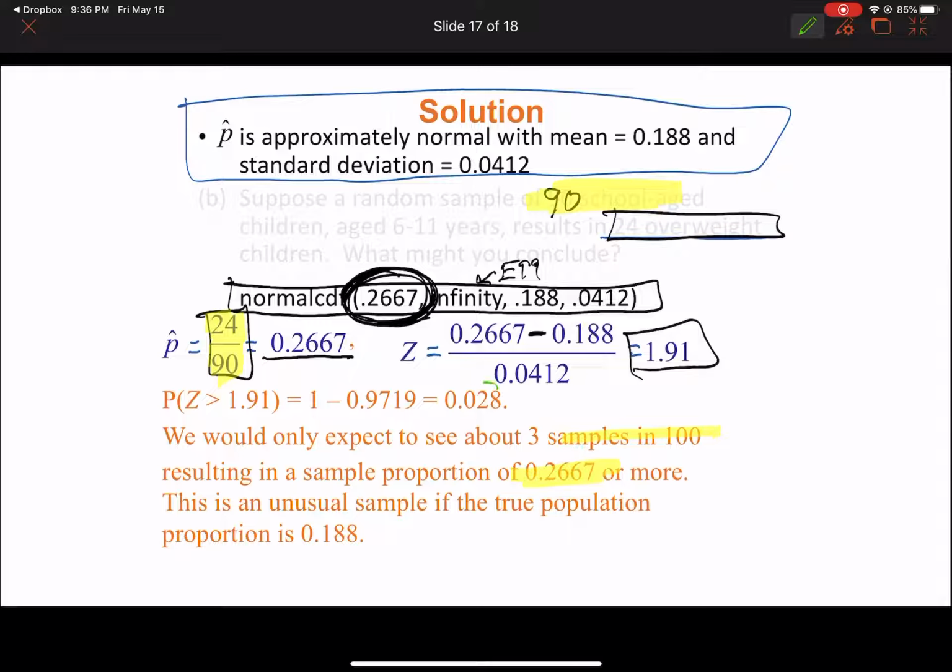If this number right here is less than 5%, you are going to say it is unusual. It is an unusual sample if our true proportion is 0.188. So basically just look for that 5%. If it ends up being 5% or less, then you would say it's unusual.